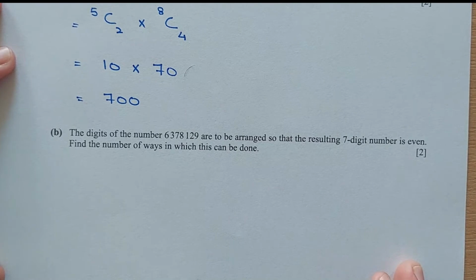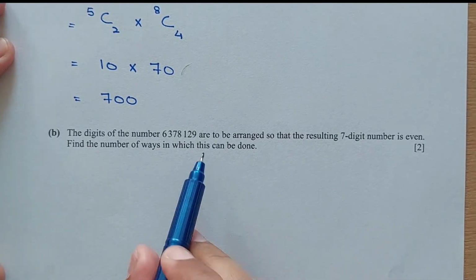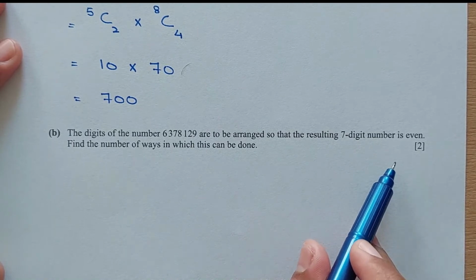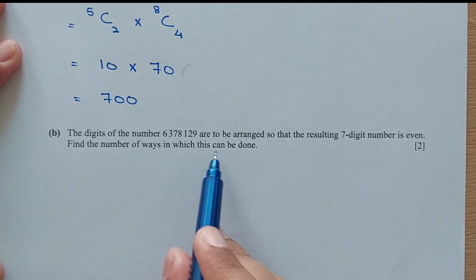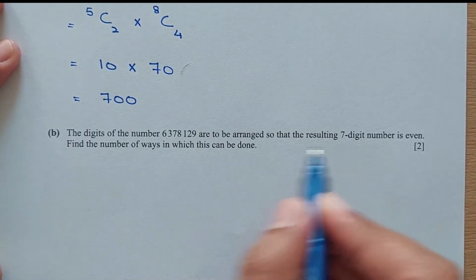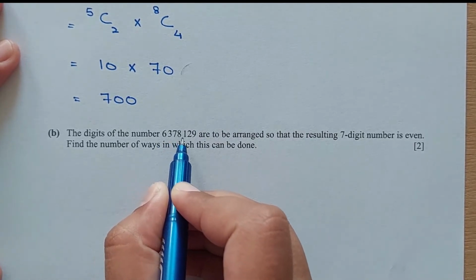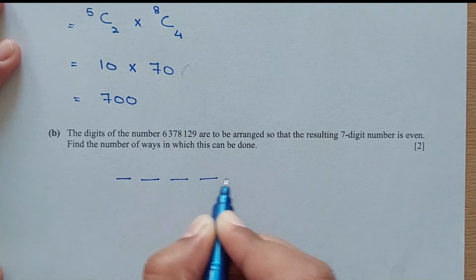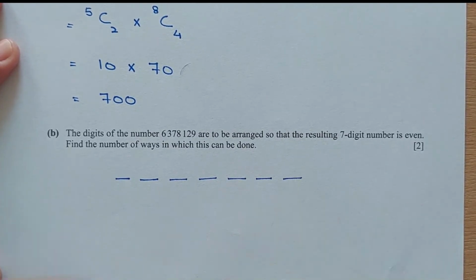Now for part B, the digits of the number are to be arranged so that the resulting 7-digit number is even. Find the number of ways in which this can be done. So this is a 7-digit number: 1, 2, 3, 4, 5, 6, 7.